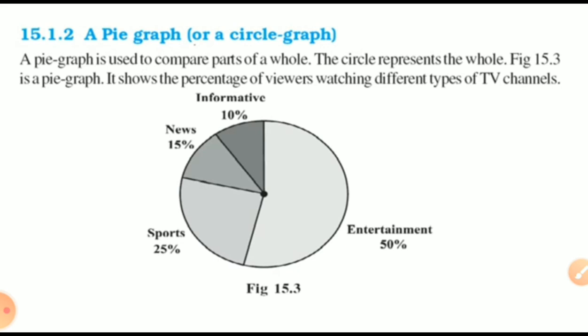Next one is a pie chart or a circle graph. The students gave the correct answer, so one good appreciation. A pie graph is used to compare parts of a whole. The circle represents the whole. Figure 15.3 is a pie graph showing types of TV viewing: news, sports, entertainment and informative. Maximum people watch TV for entertainment, not for news, sports or informative purposes. Yes, some like to watch sports.